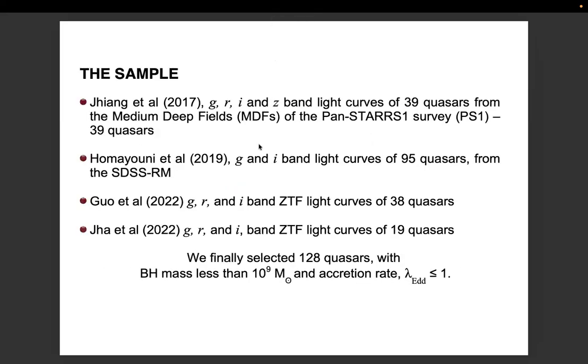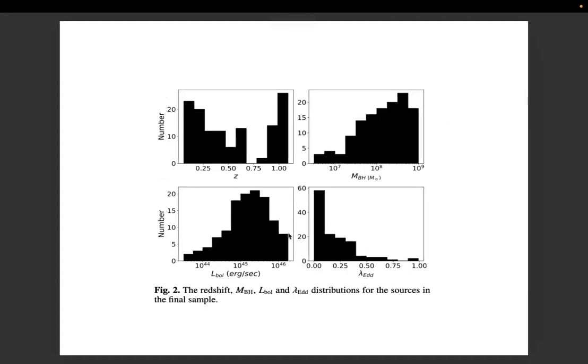So what we did is we got time-lag measurements from these papers. These papers use ZTF light curves, they compute time lags. This paper uses SDSS light curves. This one uses quasar light curves. In total, we have 128 quasars. Here's the distribution of the properties in our sample.